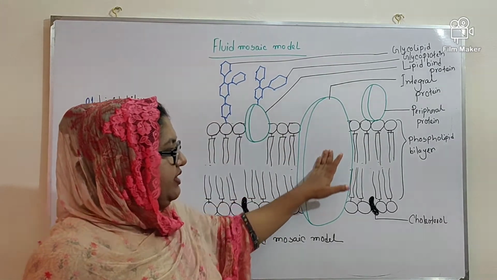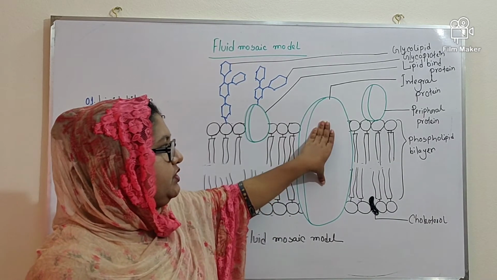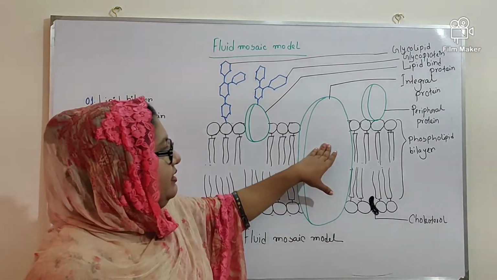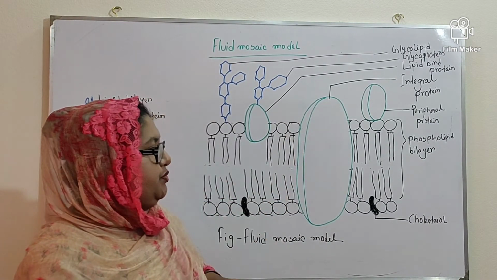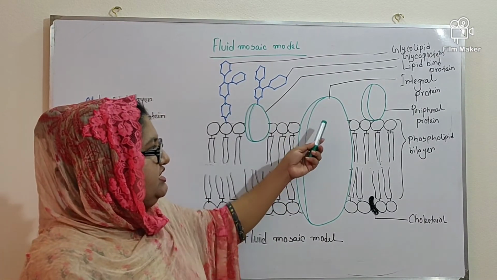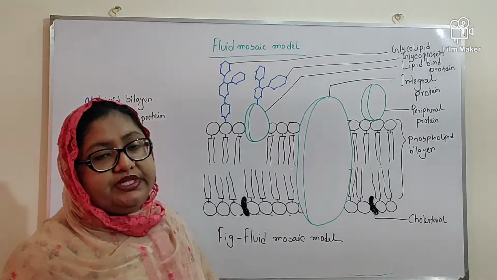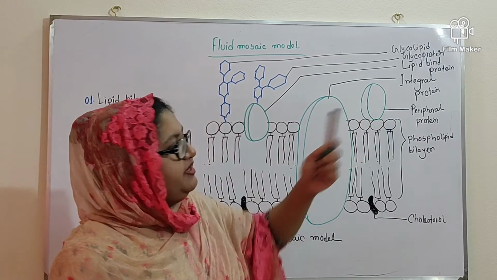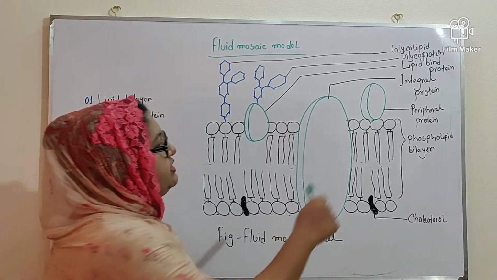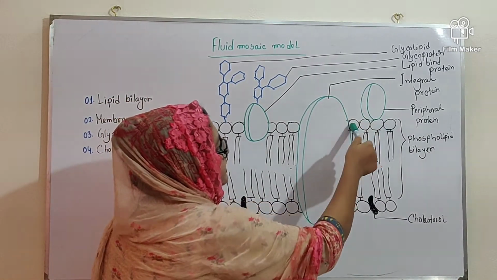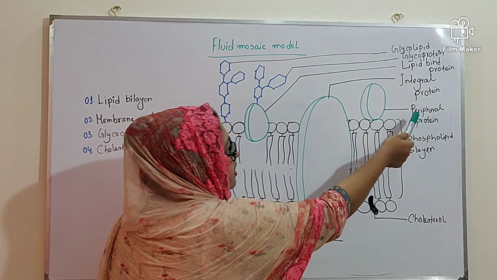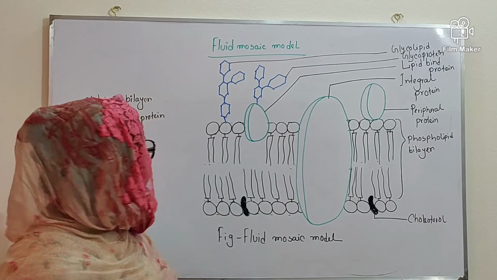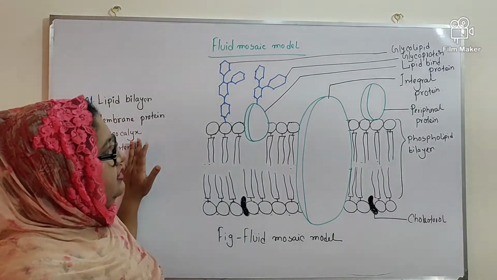Another protein molecule that you can see extends from one layer to another. The protein molecule that remains in between 2 layers, or extends across the two layers, is called integral protein. Now, what is peripheral protein? The protein molecule that is present on the surface of the cell membrane, or the lipid layer, is called peripheral protein.